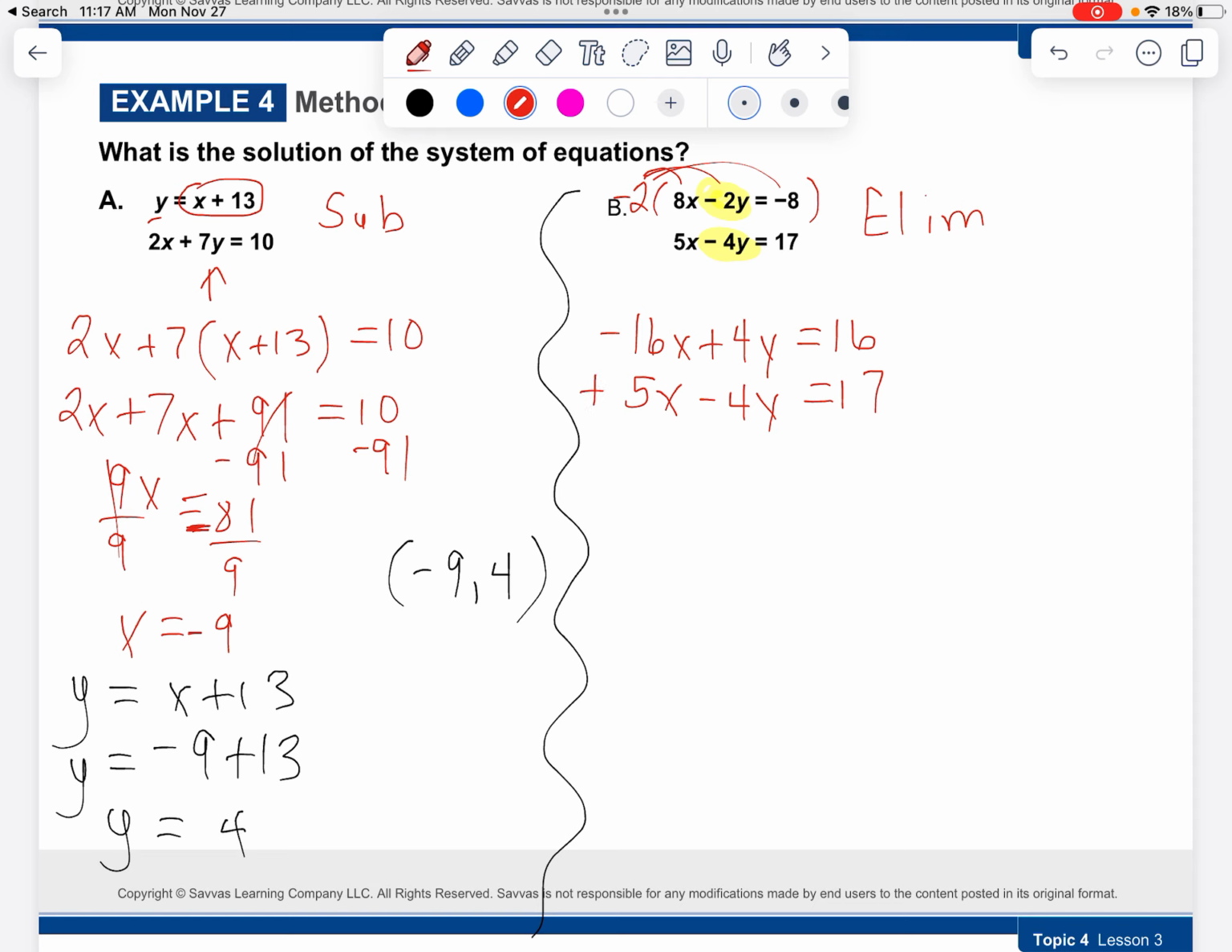We add our system. Our y's cancel. We end up with negative 11x is going to equal 33. We then divide by negative 11, and we end up with an x of negative 3. Knowing x is negative 3, take one of your original equations. I'll take the second.